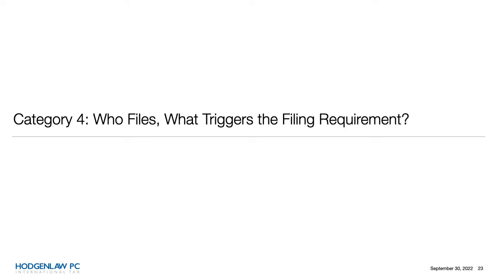All right, let's move on to Category 4. And again, just a couple minutes of context. Who files this and why do they file it? And what's the government looking for?